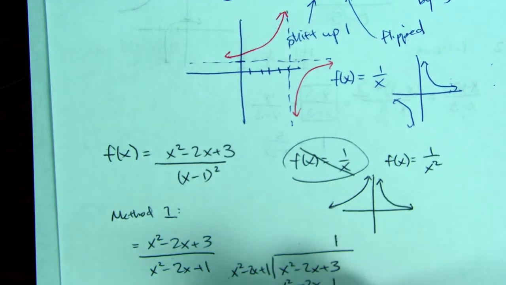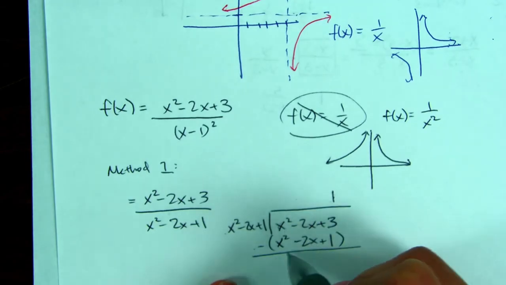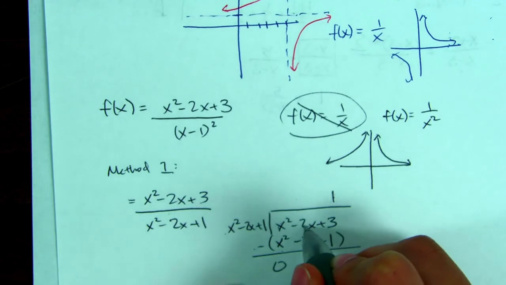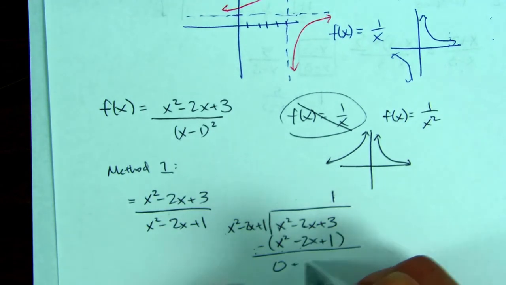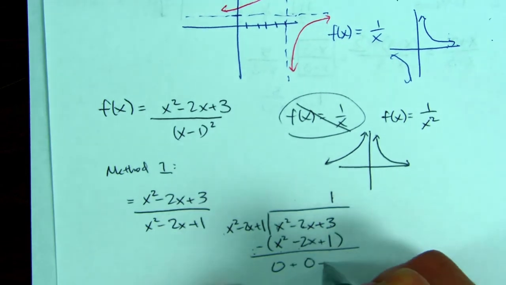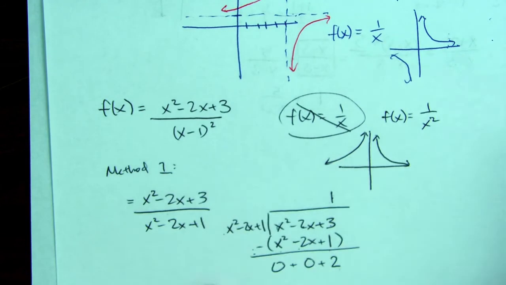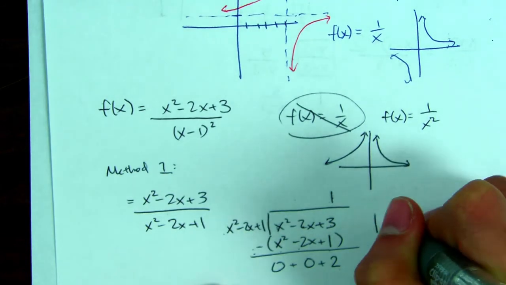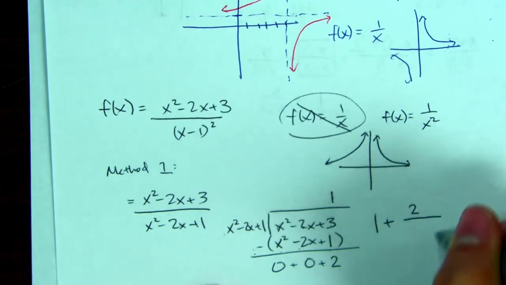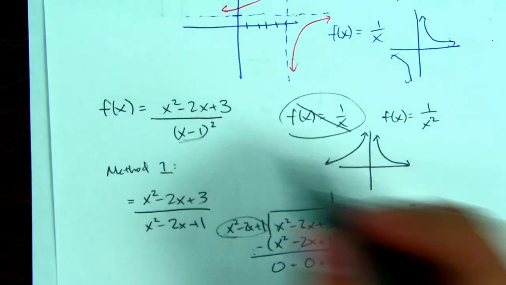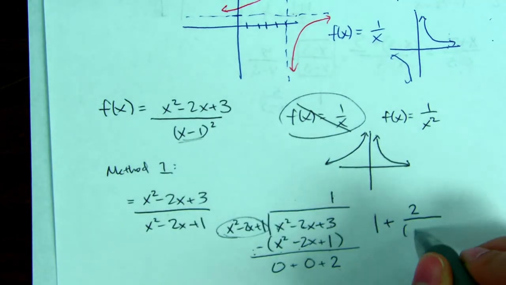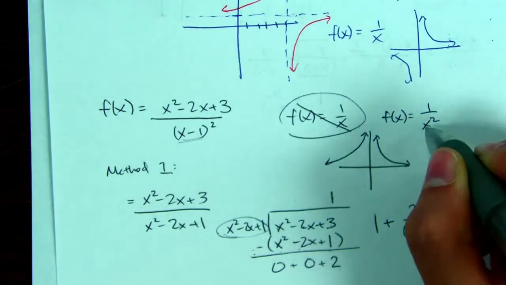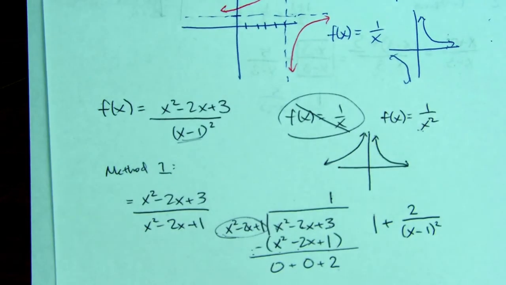Don't forget to subtract all of this. So x squared minus x squared, 0, negative 2x minus negative 2x, that's also 0. 3 minus 1, and that is 2. So my remainder is 2. So that means my answer is 1 plus 2 over, I'm going to go ahead and rewrite this back as my x minus 1 squared. And that's only because it's easier to compare to this particular general equation. Okay, so that's my answer for long division.